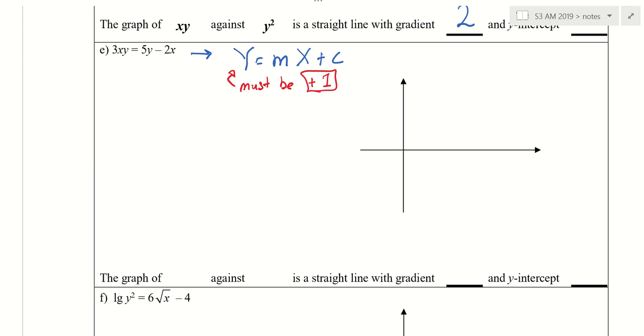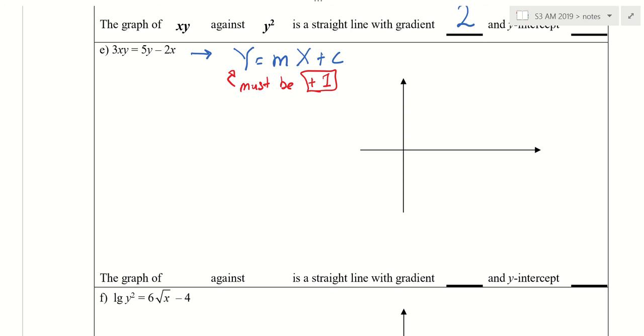3xy equals 5y minus 2x. Is there a C? No, right? There's no C, all alphabets. This has xy, this has y, this has x. Can you suggest one way to do it so that I will have one term that is just a number? I give you a clue: it must be divided.